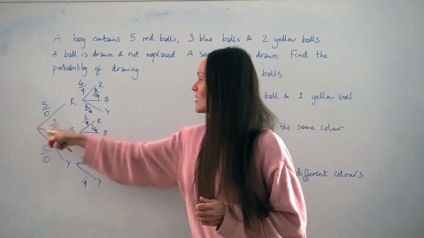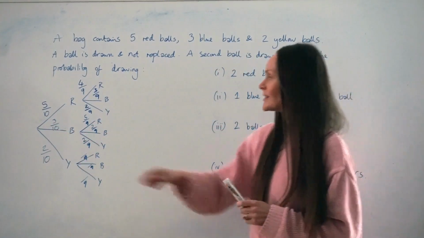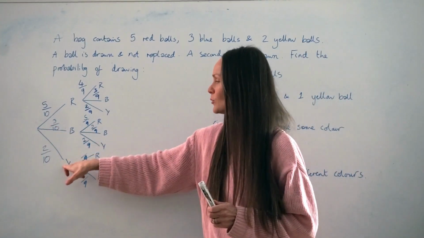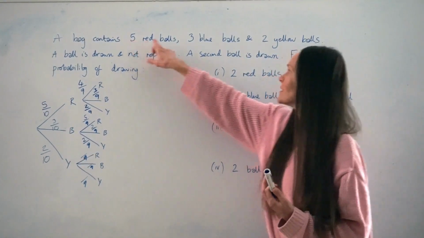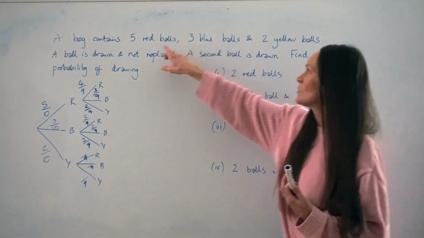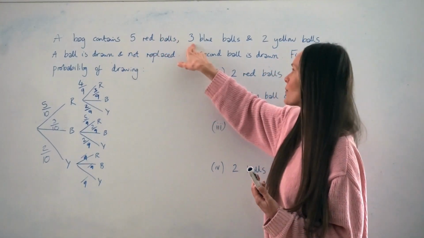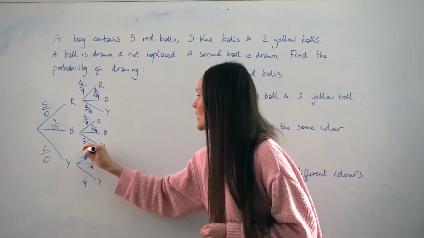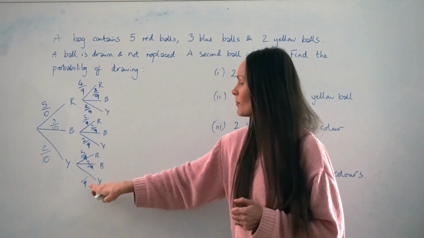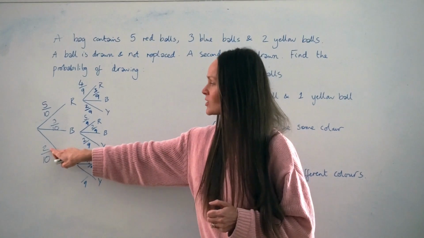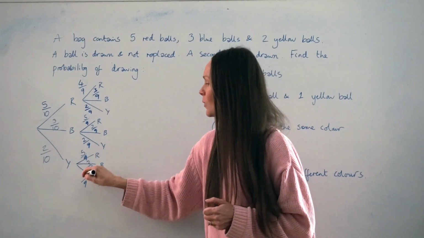And then for the last branch down here, this is as if we've taken out a yellow ball. If we take out a yellow ball, the number of red and blue balls will stay the same. So there are still 5 red and 3 blue. So I can write 5/9 for red and 3/9 for blue. But the number of yellow balls has decreased by 1. So now there's only 1 yellow ball.